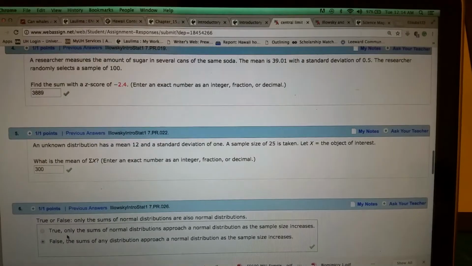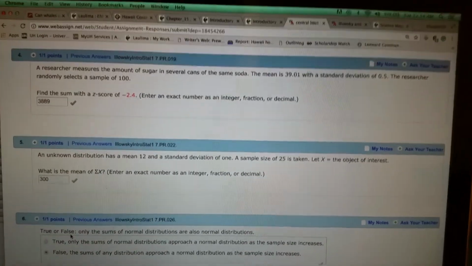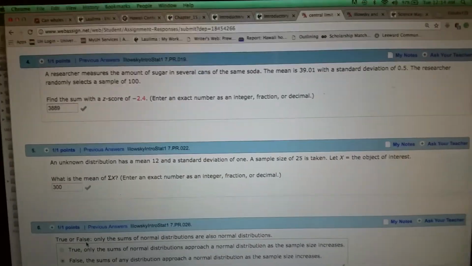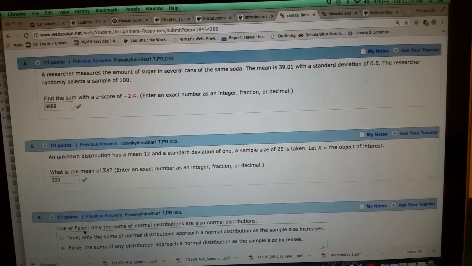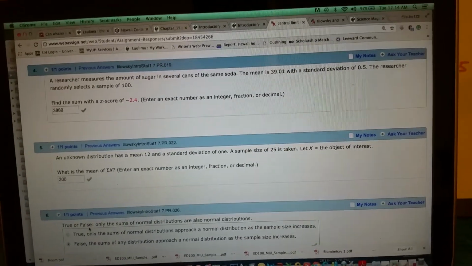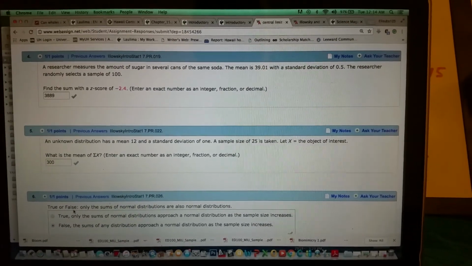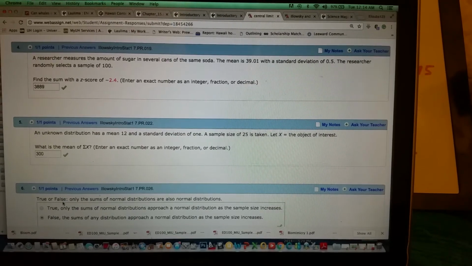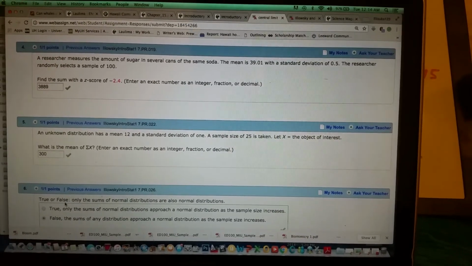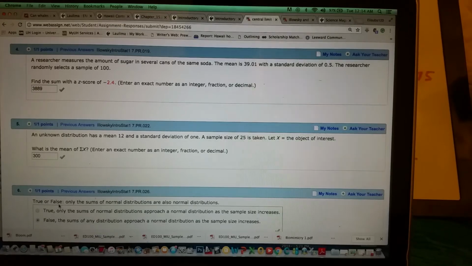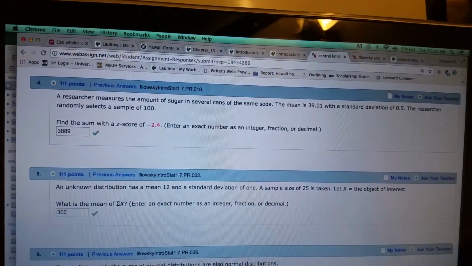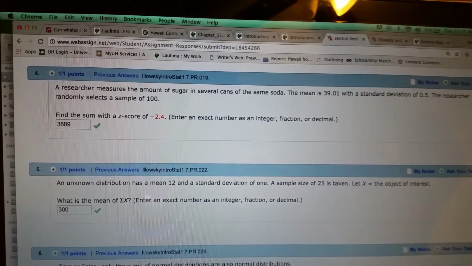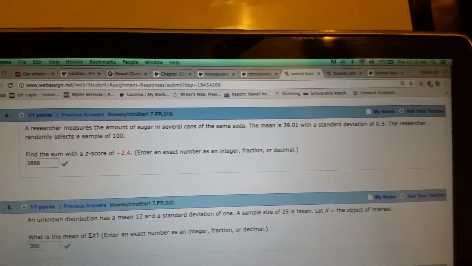Okay, so number 4. A researcher measures the amount of sugar in several cans of the same soda. The mean is 39.01 with a standard deviation of 0.5. The researcher randomly selects a sample of 100. Okay, let me just say that this is where things are going to get really complicated, but let's take some notes on the things that we do know.